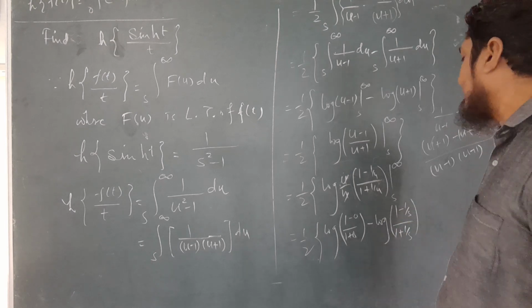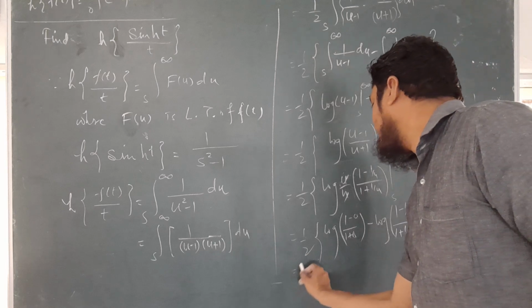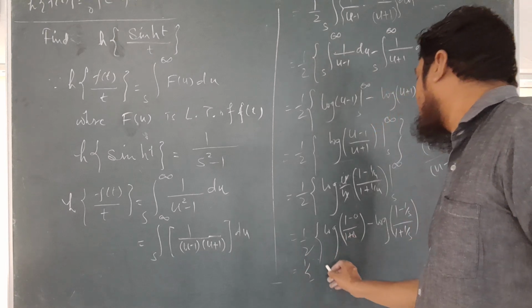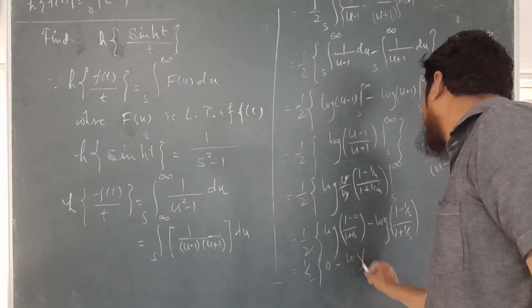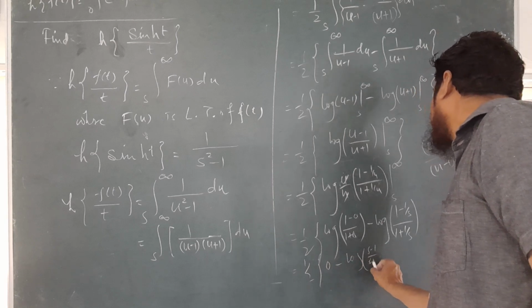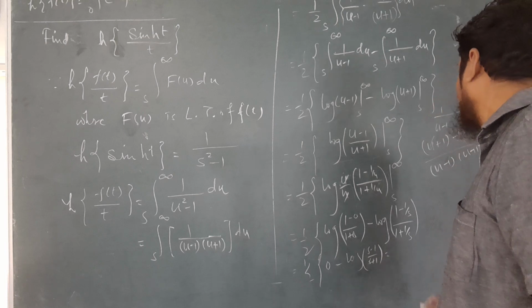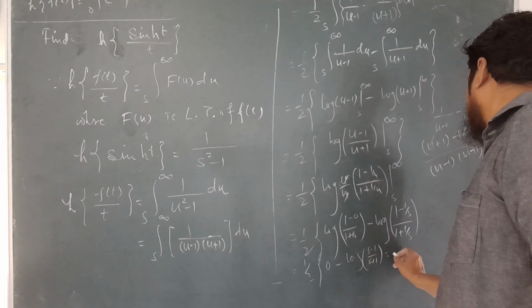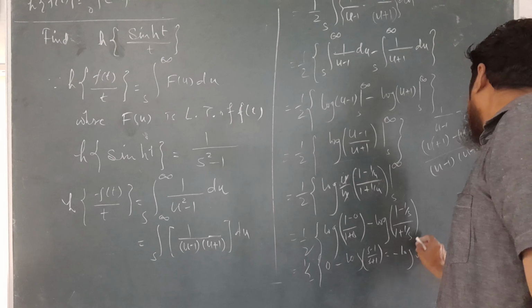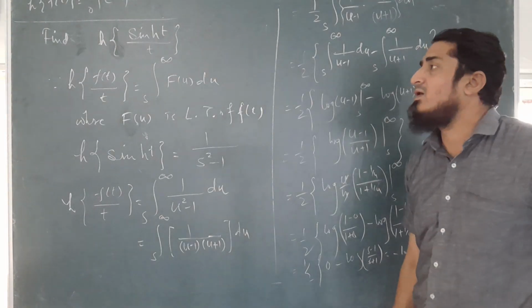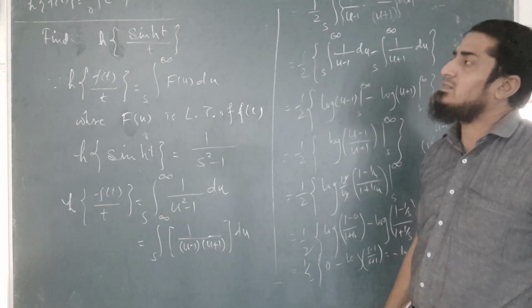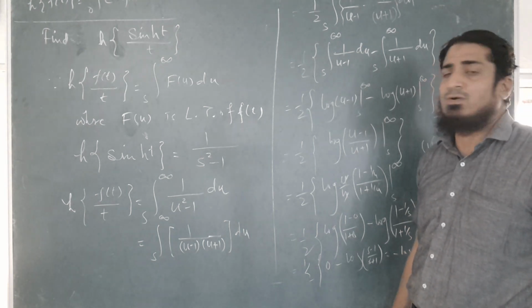Correct? So we will get 1 upon 2 log of 1 is equal to 0 minus log of s minus 1 upon s plus 1, which is equal to minus log of under root s minus 1 upon s plus 1, and it is the required result for Laplace transform of sine hyperbolic t upon t.